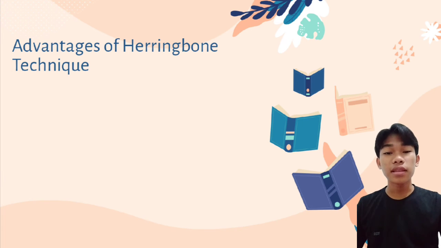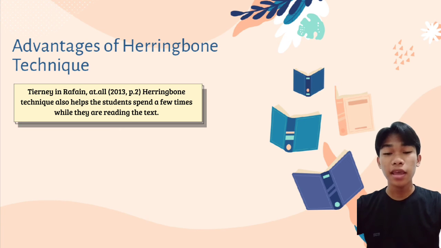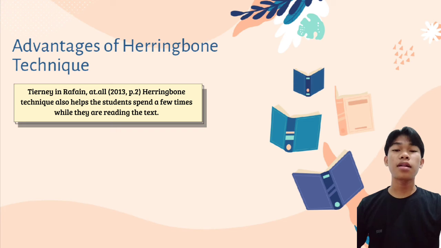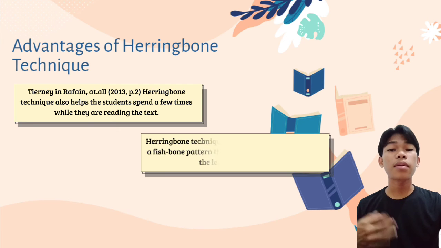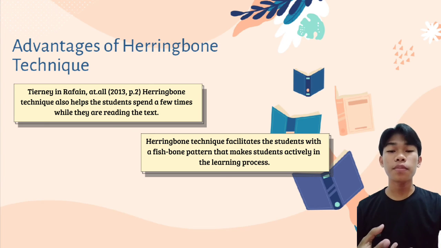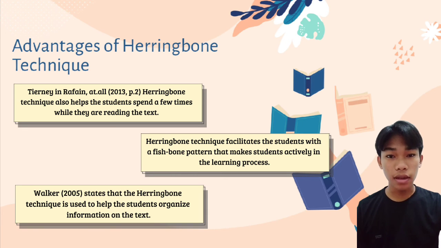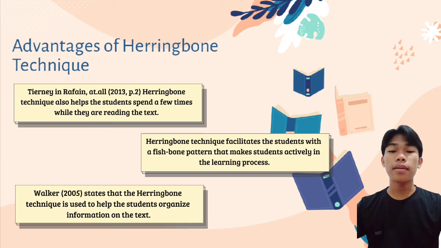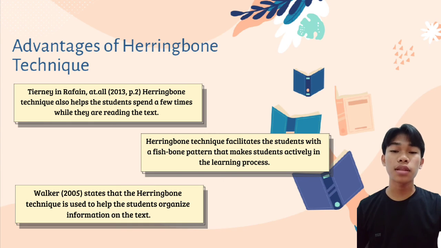The first advantage is according to Tierney and Raven et al. in 2013, page 2. He said that Herringbone technique can help the students save time while they are reading the text. The second one is Herringbone technique facilitates the students with a fishbone pattern that makes students active in the learning process. The third one is according to Walker in 2005. He states that the Herringbone technique is used to help the students organize information from the text.